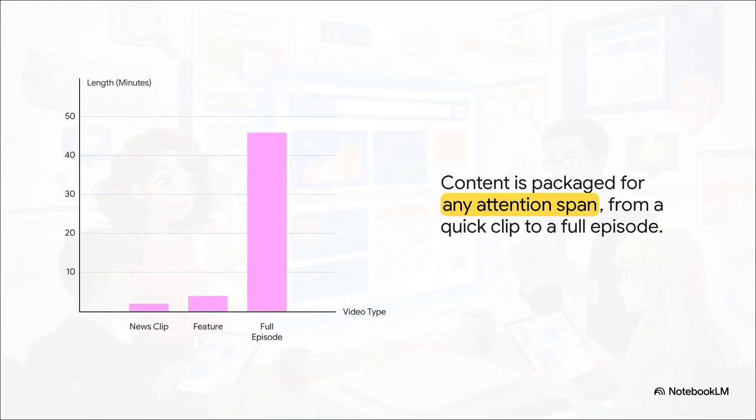And it's not just the topic, it's the length too. They've got something for every possible attention span. You only have a couple of minutes? Here's a quick news clip. Feeling like something a little longer? How about a 4-minute feature? Got time to kill? Well, here's the full 46-minute episode of a TV show. They're all right there, all fighting for your attention.